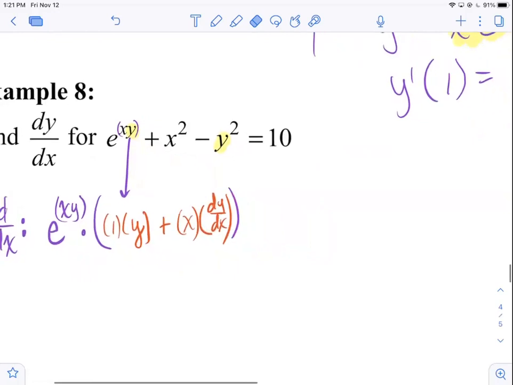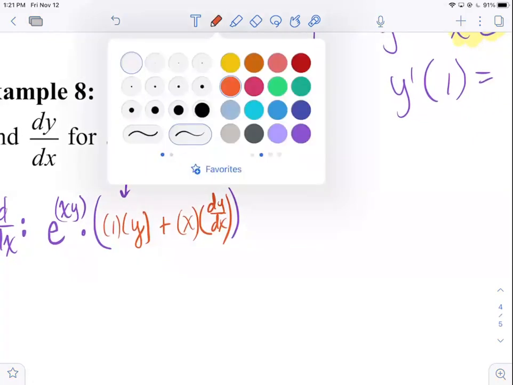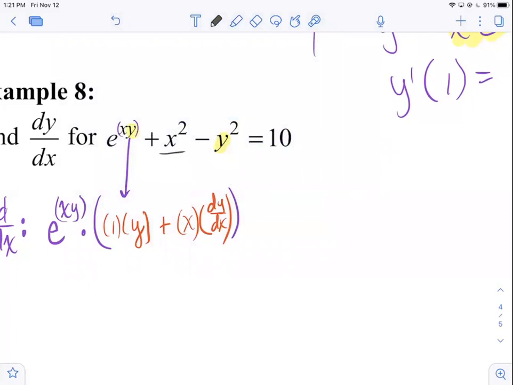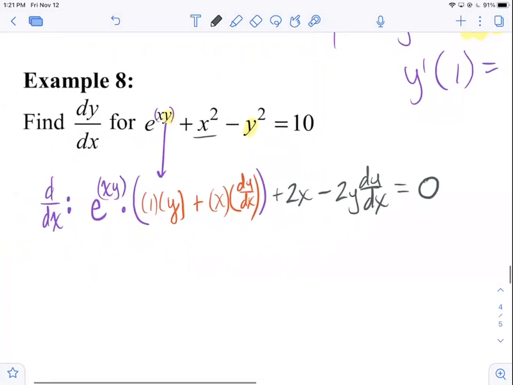And now we move on to the next term, which is plus x squared. So that's plus 2x dx, which we don't need, minus the derivative of y squared, which is 2y dy dx, which we do need. And then the derivative of 10 with respect to x is 0. And do we have 2 dy dx's? Indeed, we do.